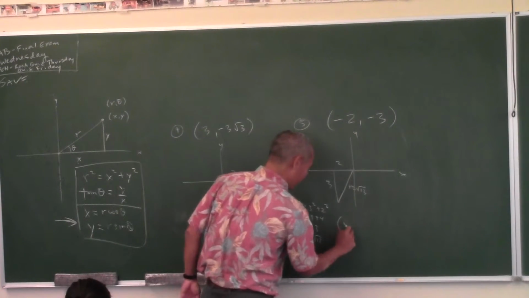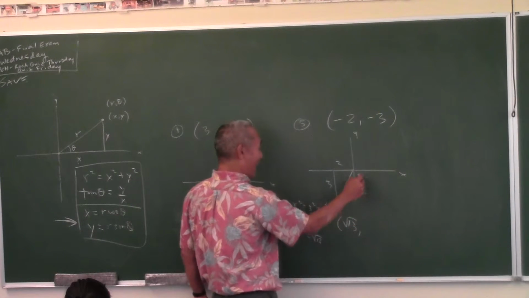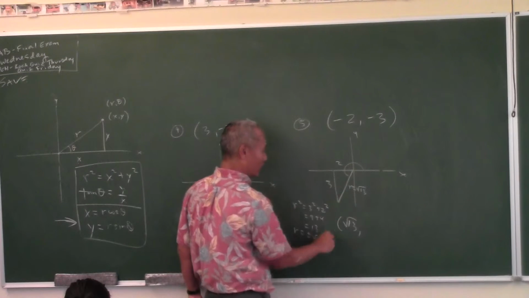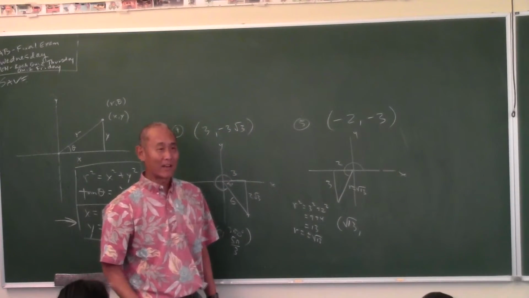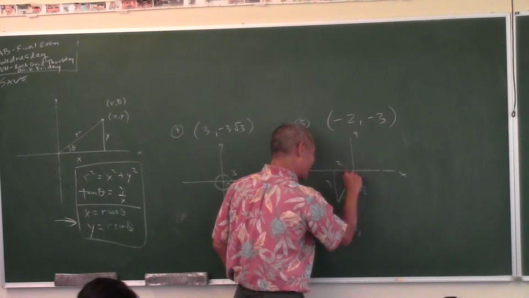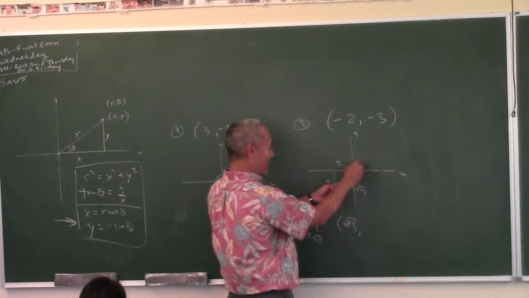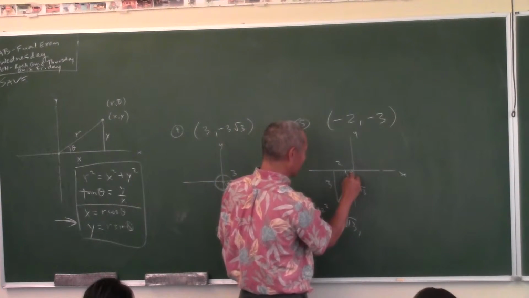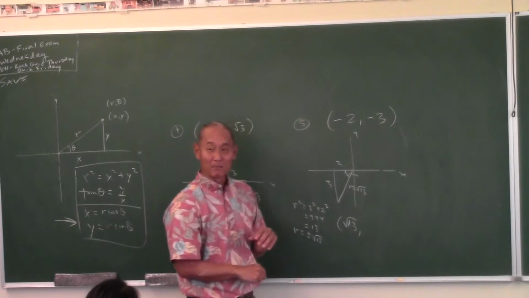Okay, so root 13. Now I have to compute the angle. Remember, the angle always starts from here. Whoa! Now how the heck do I figure out that angle? Well, let's erase this for now. If I can figure out this angle, then wouldn't the answer be 180 plus that? Okay, well, what's this angle right there? Come on, somebody impress me.